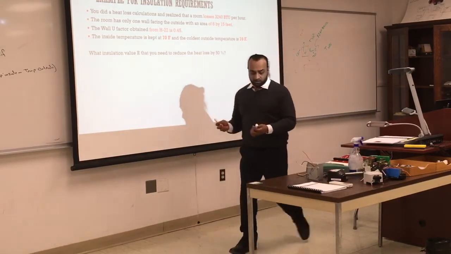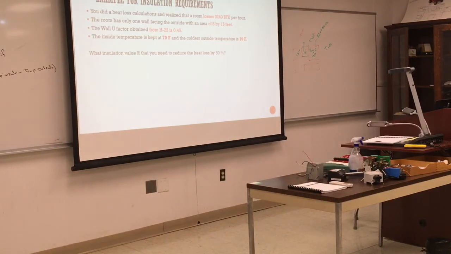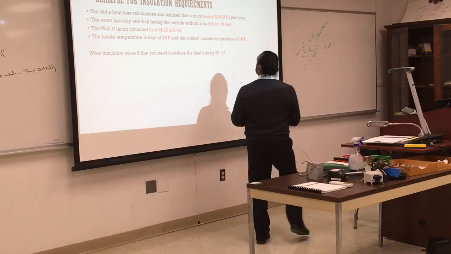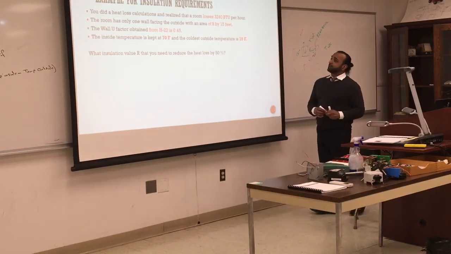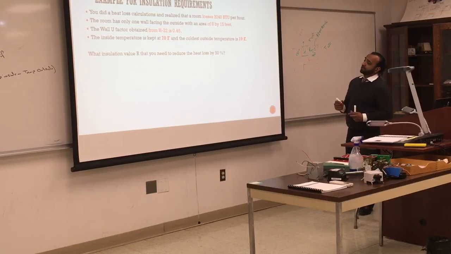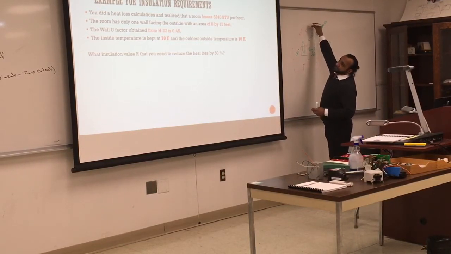Okay, I'm gonna throw this away. Get another one. 8 by 15. So we got that. And we find the U factor for the wall. Okay, there is no window. The U factor for this equals 0.45.